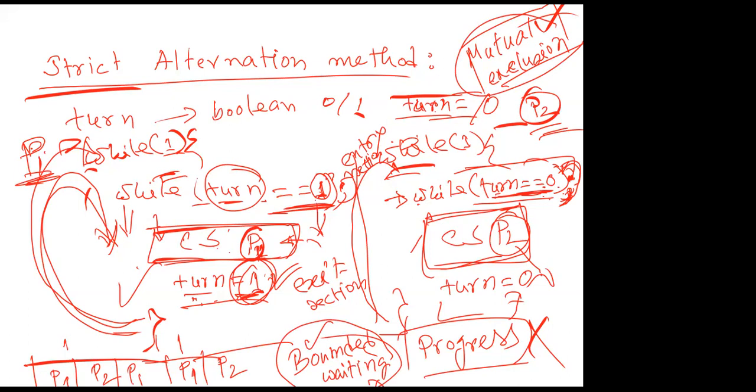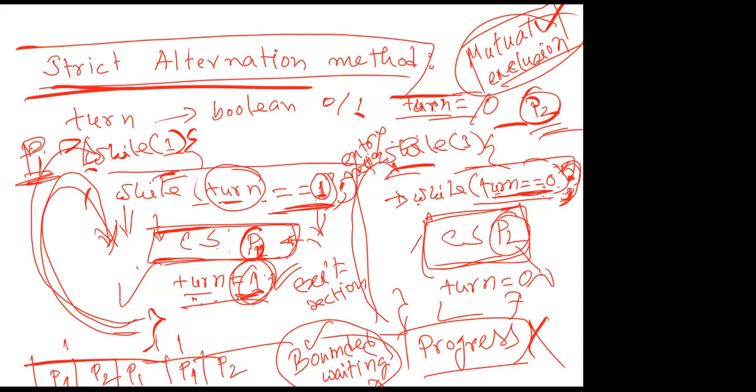Okay, so let's look through some more properties. Similar to the previous algorithms, the strict alternation method is also a busy waiting solution, because it executes a while loop. It executes an unnecessary infinite while loop, so it is a busy waiting solution.